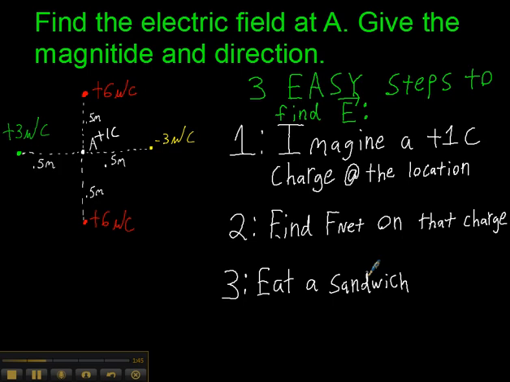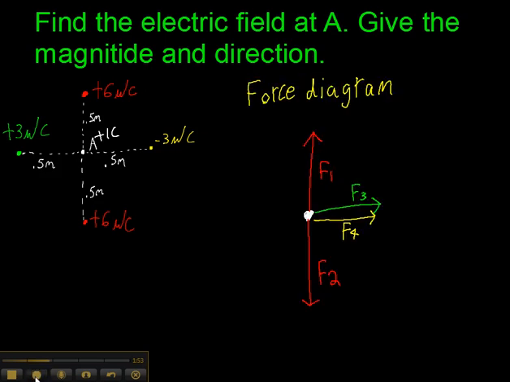Okay, so all we really need to do is just find the net force on that stinking charge, and then we've pretty much got the problem solved. So let's work on that. If we want to find the net force on our imaginary +1 Coulomb friend over here, then all we've got to do is draw a force diagram just like before.